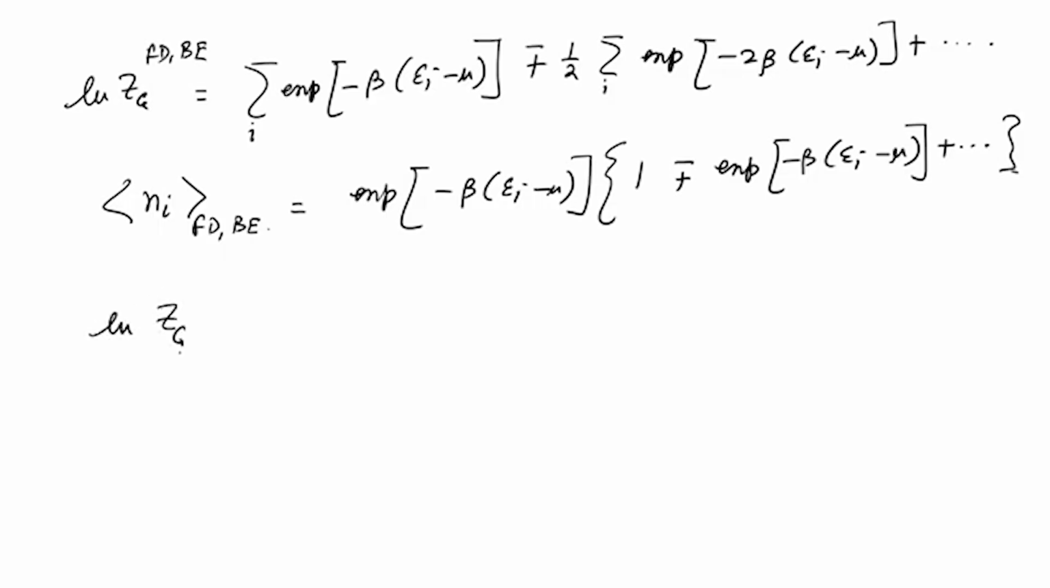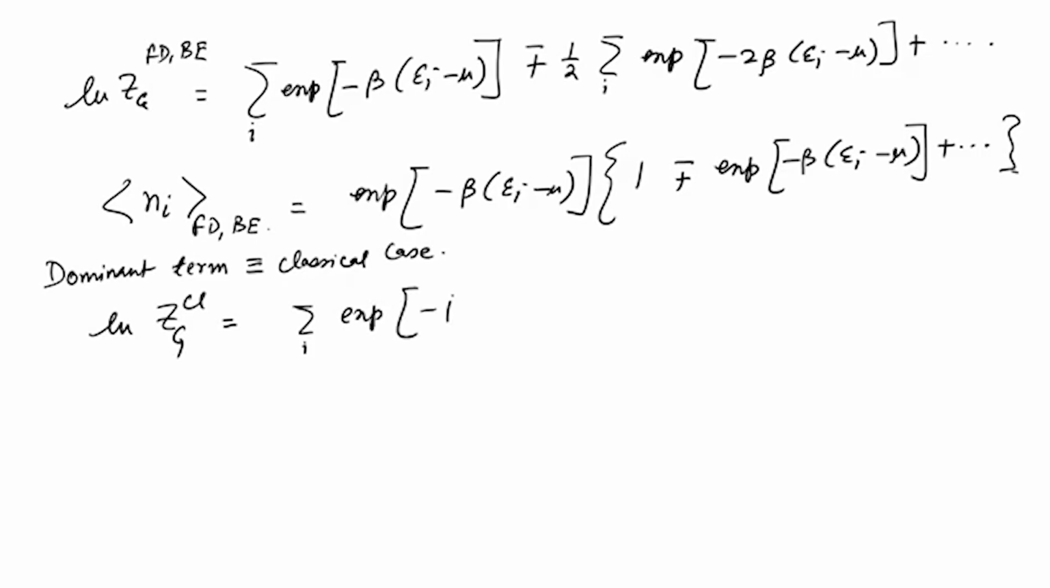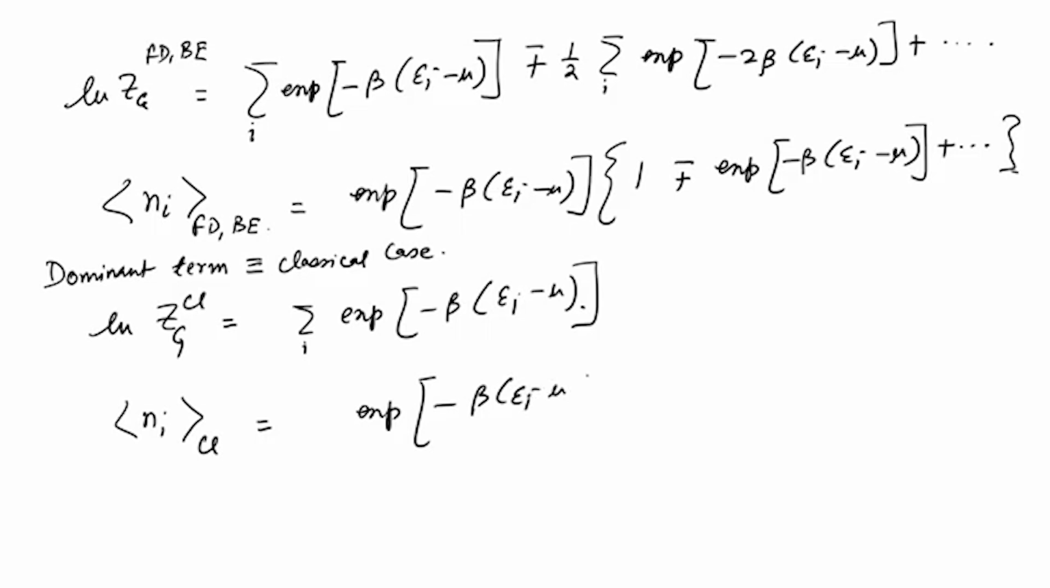So, for the log of Z_g, the dominant or leading term is equal to the classical case. This classical will give rise to a summation over i of exponential minus beta (epsilon_i minus mu). That is the classical, we know that, and this N_i classical again is equal to the exponential minus beta (epsilon_i minus mu), coming from the MB distribution. Everything makes sense: at very small fugacity, when the exponential beta mu is much smaller than 1, you can do this expansion of the logarithms, and these give you the expressions for the classical or Maxwell-Boltzmann case.